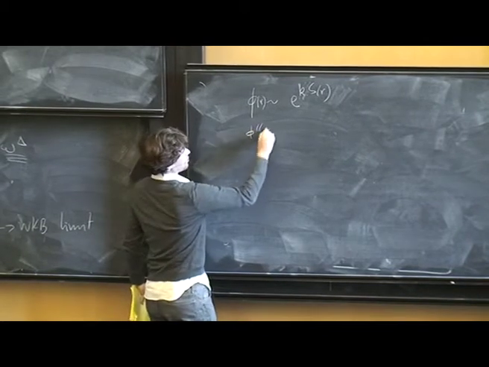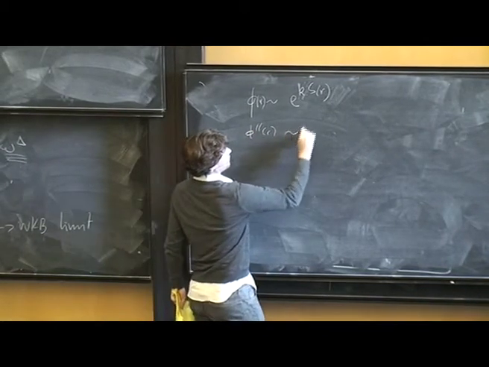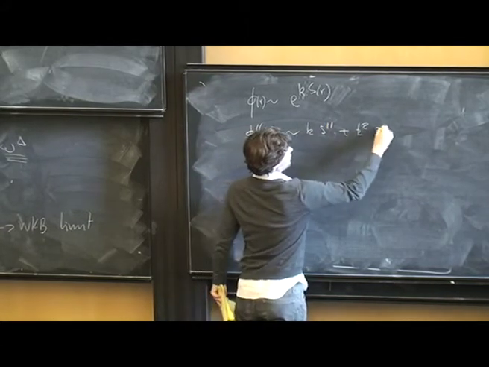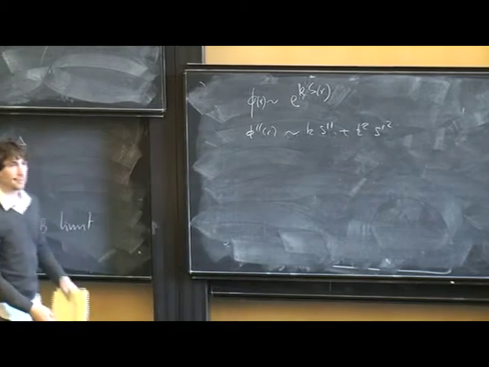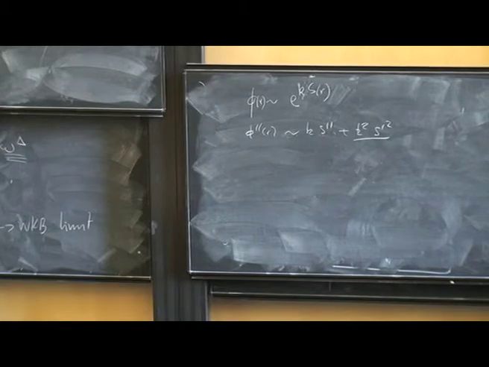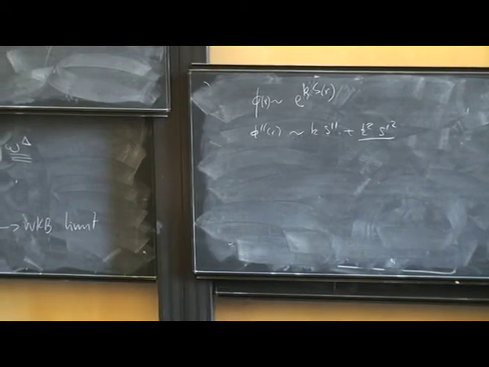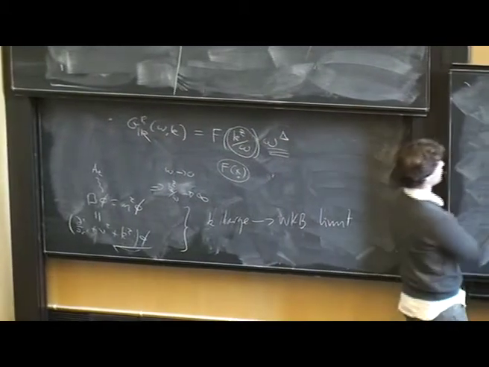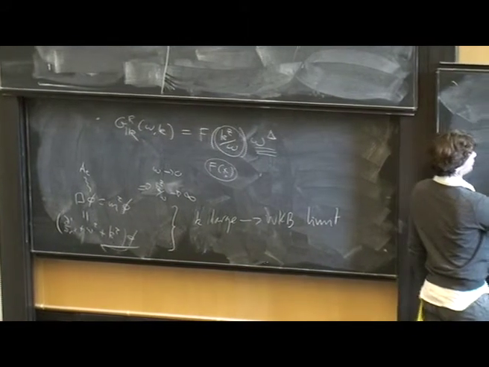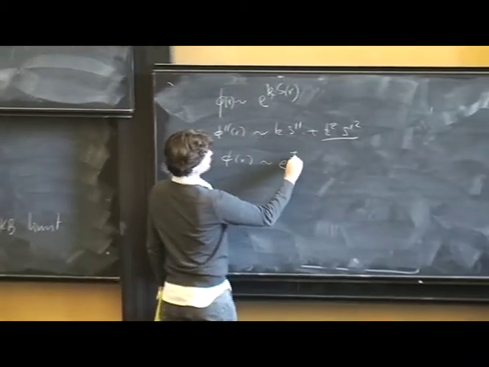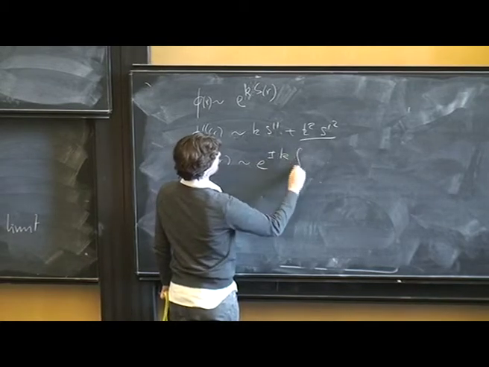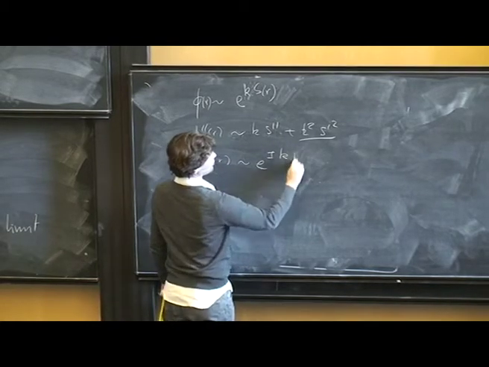So then what happens, the second derivative term becomes two terms. There's a k s prime prime, and then there's a k squared s prime squared kind of term, right? And so at large k, you keep this one, and that balances this guy in the equation. And the upshot of all this is that you find a solution of the form, right? So phi goes like e to the plus minus k integral, doesn't really matter, some function of r.